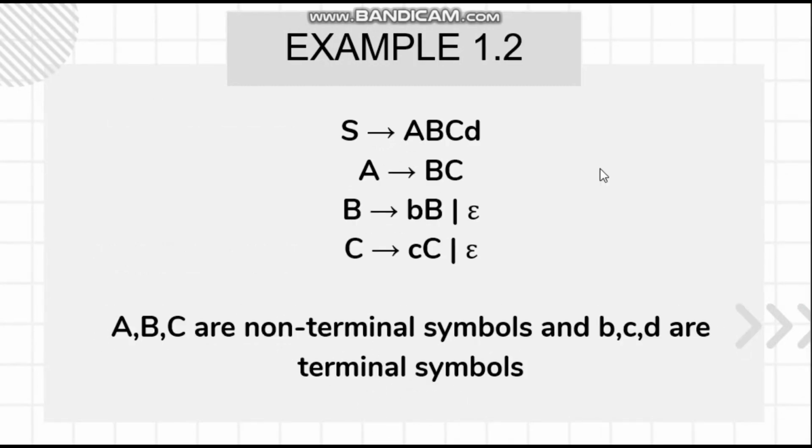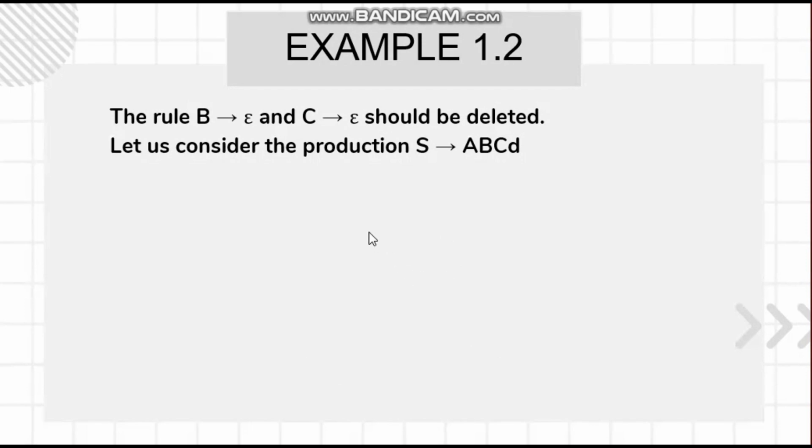Moving on to the next example, we see that there are two null productions, B gives epsilon and C gives epsilon. To remove these two null productions, let us consider the production S gives ABCD. Replacing C with epsilon on RHS, we get S gives ABD. Next, if B is epsilon, then we get S gives ACD.